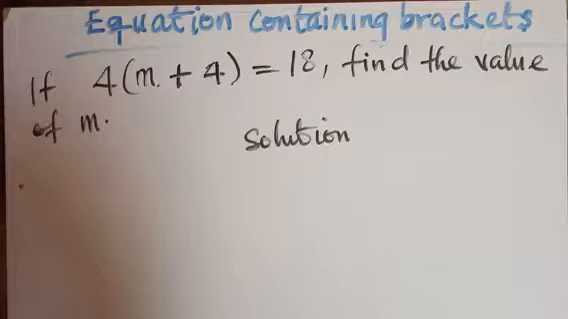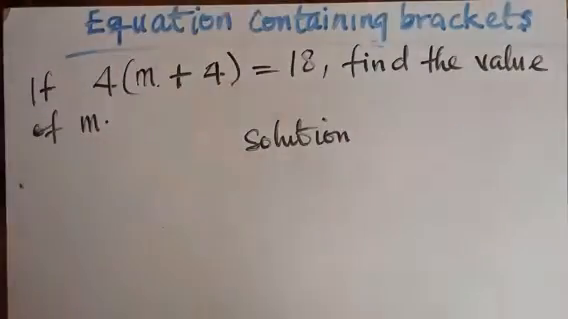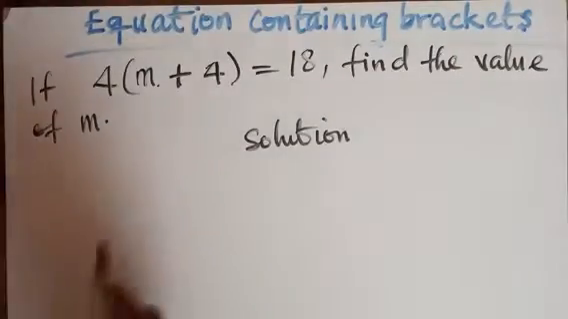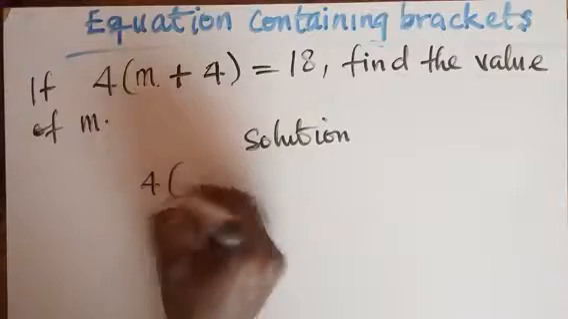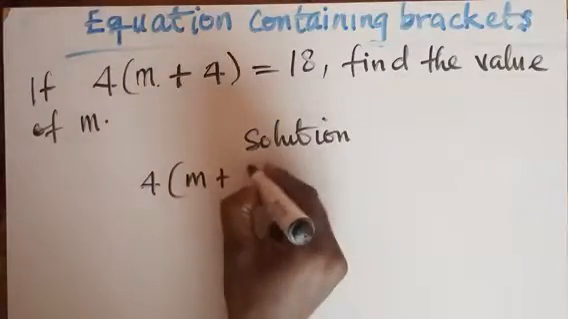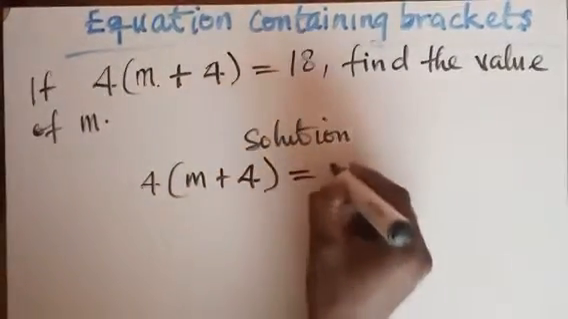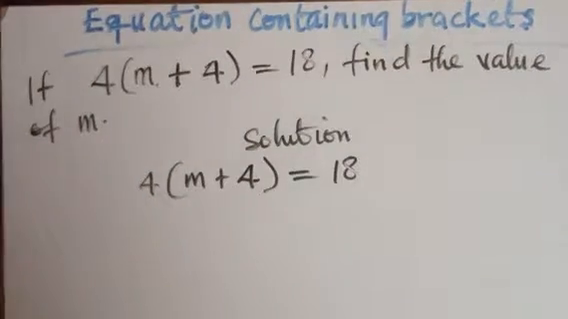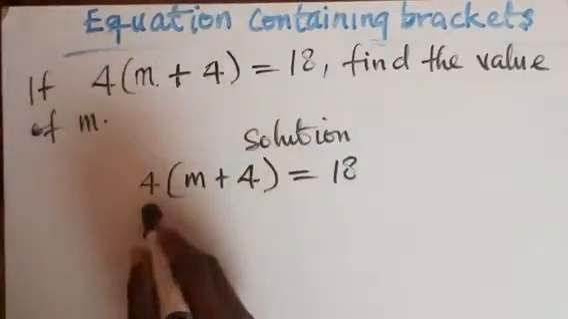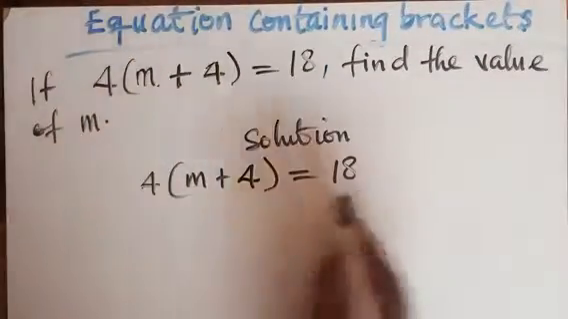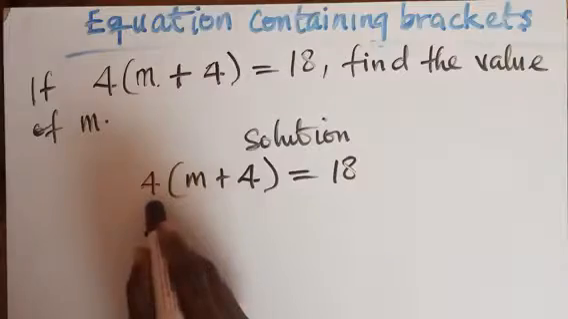So how are we going to get m? First, we know there are 2 ways. We can just divide through straight and later subtract, but what we can do to make it simpler, let's write the question: 4 times m plus 4 equals 18. What I'm saying is that, assuming this 18 is a multiple of 4, I would have first divided by 4.